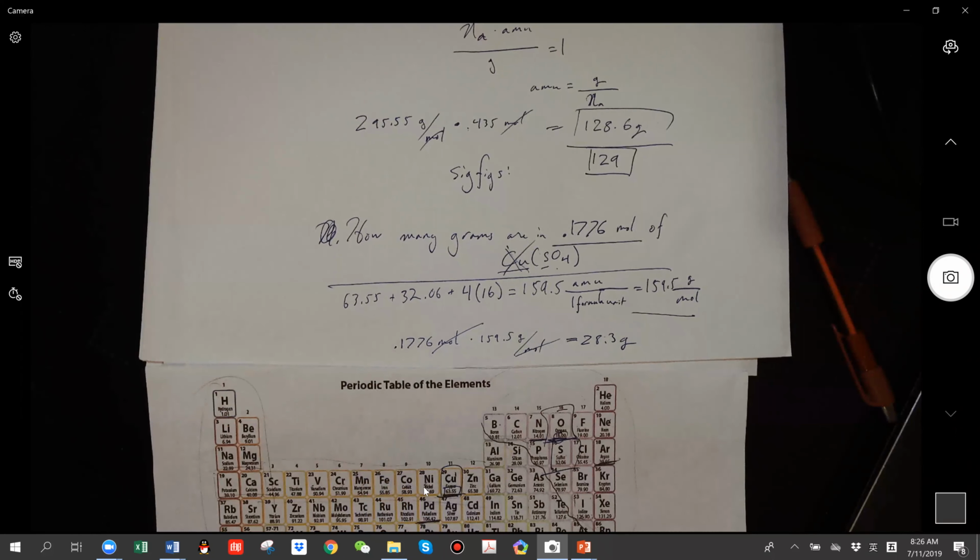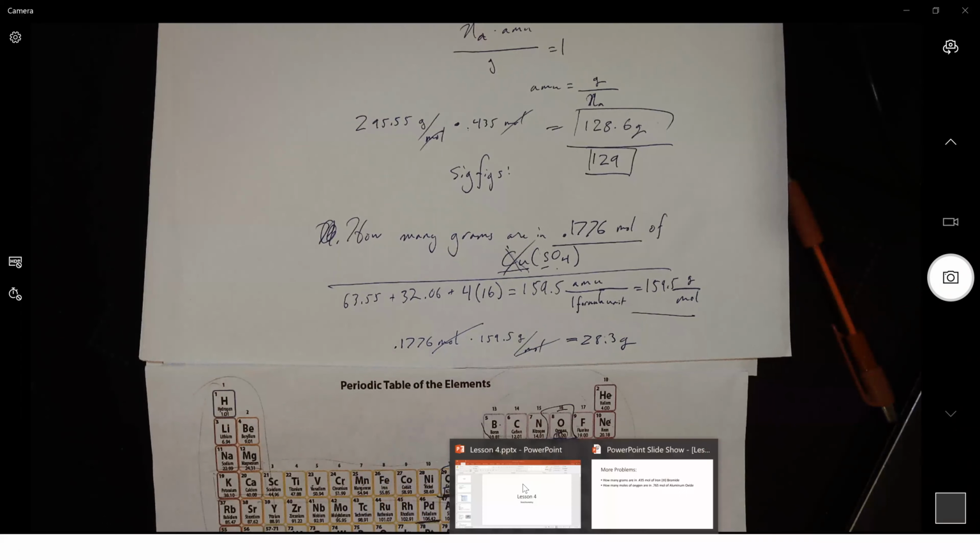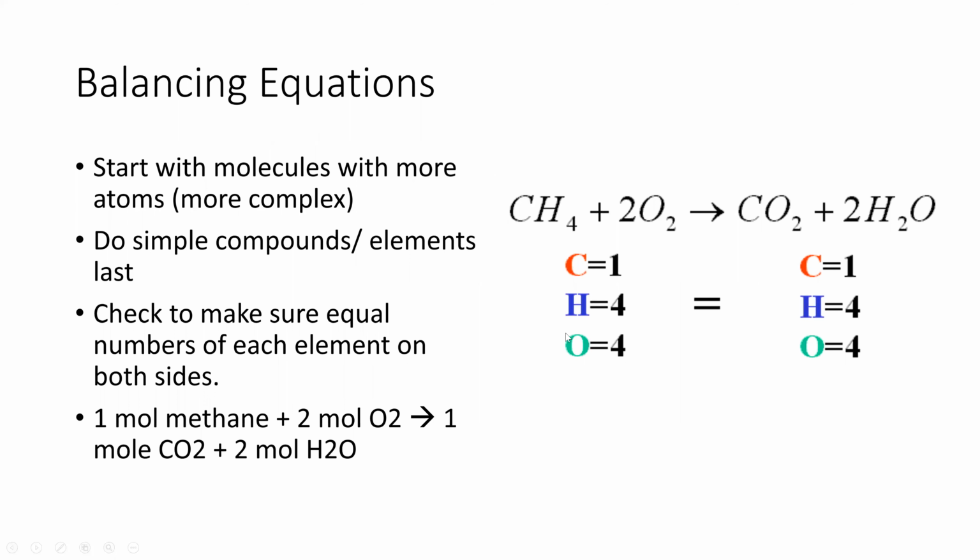So, balancing equations. Has anyone balanced a chemical equation before? It can be kind of tedious, but you have to do it. Some general tips and tricks: you should start with compounds that have more different atoms first. For example, in this equation, oxygen gas only has 1 type of atom, so we can ignore it for now. We should handle all of this stuff first, okay?